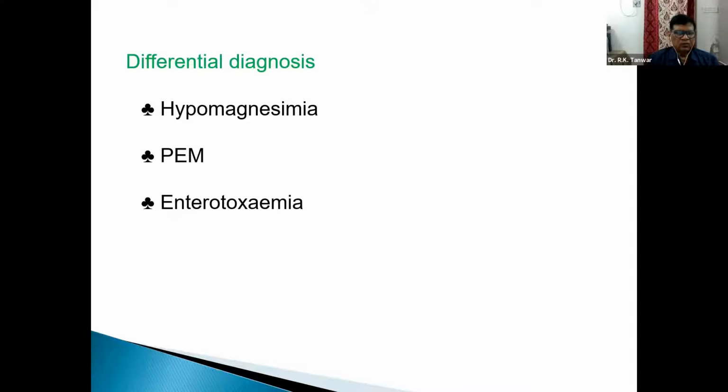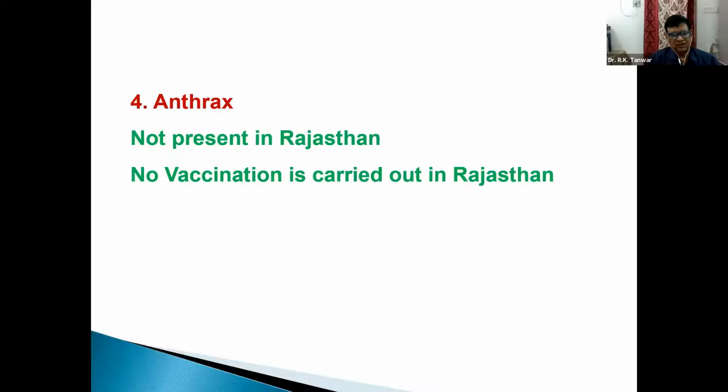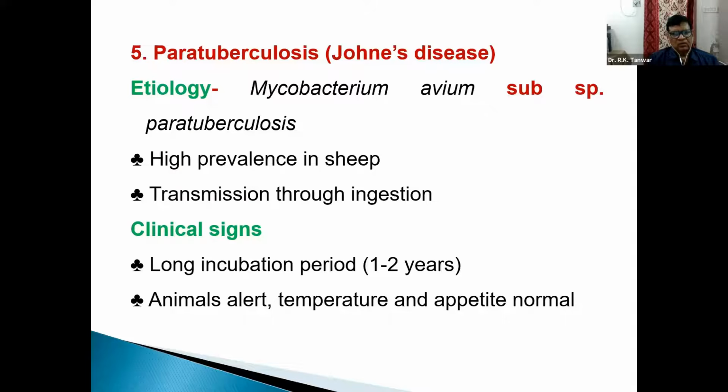Differential diagnosis: hypomagnesemia, polioencephalomalacia, enterotoxemia. Then anthrax is not present in Rajasthan. I have not seen a case, because there is a standard guideline that in those areas where no anthrax is present, vaccination is not carried out routinely as far as other diseases are concerned. Then paratuberculosis or Johne's disease is a major problem in Rajasthan in sheep. But as I told you, these animals can be disposed of, treating it as a chronic wasting disease.